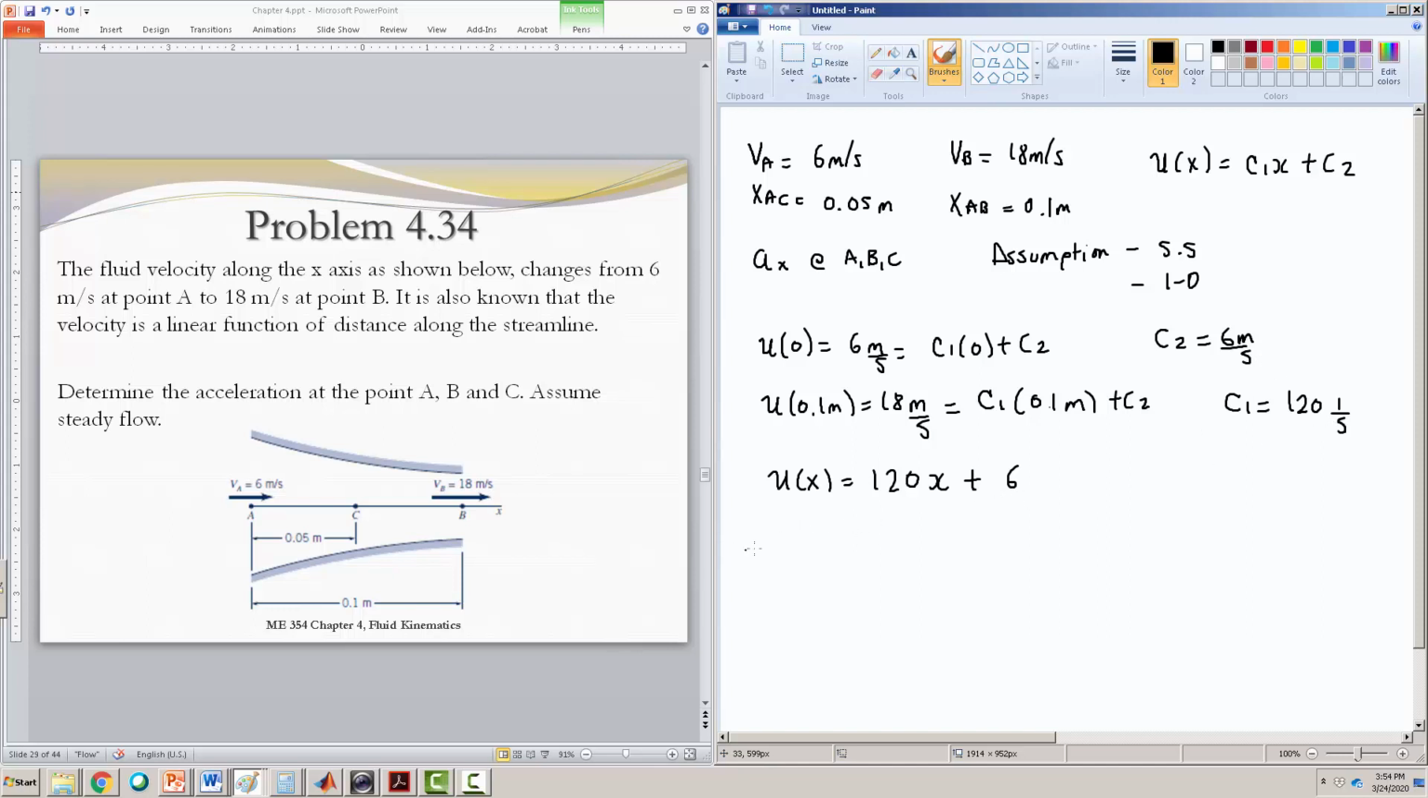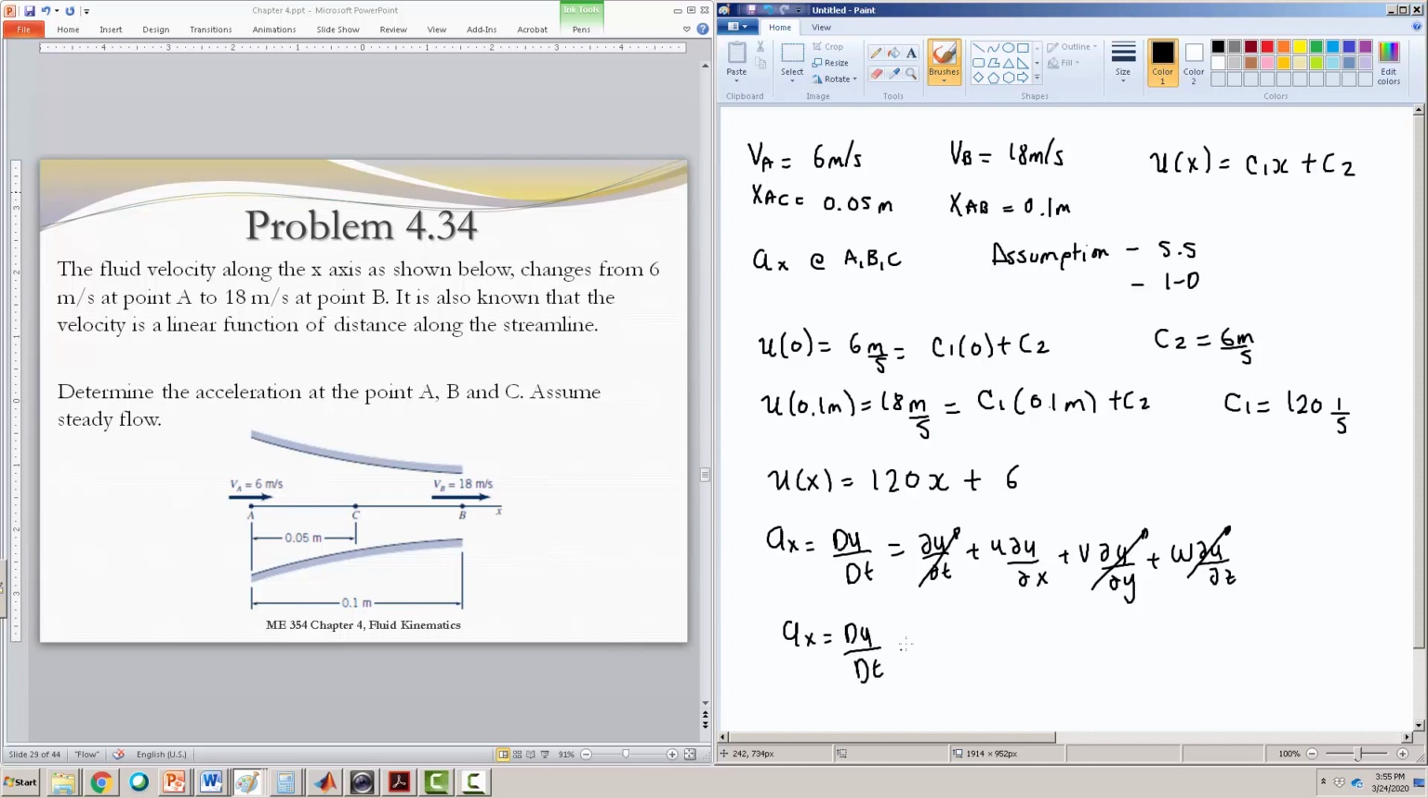Okay, so now we're going to evaluate the acceleration. Acceleration is simply Du/Dt, and that is the partial derivative of u with respect to t, plus u du/dx, plus v du/dy, plus w du/dz. Since it's one-dimensional, the v and w terms go away, and it's steady state, so the time term goes away.